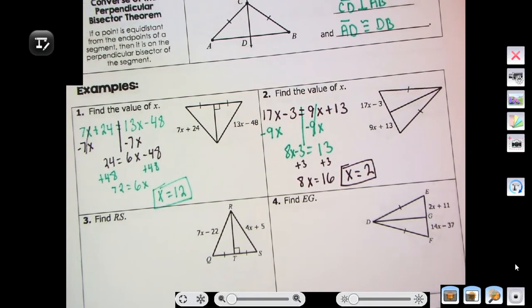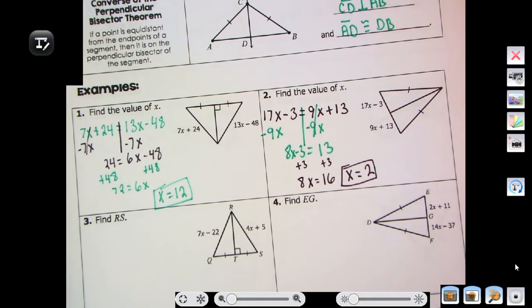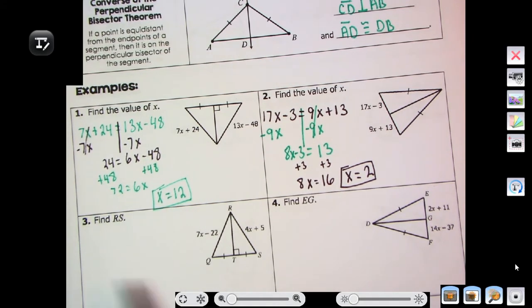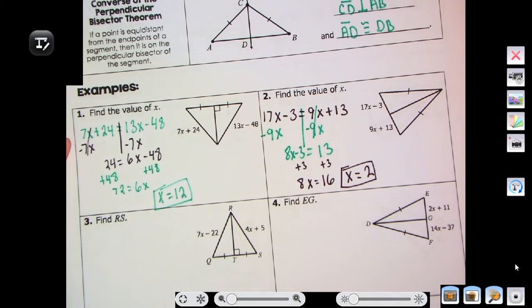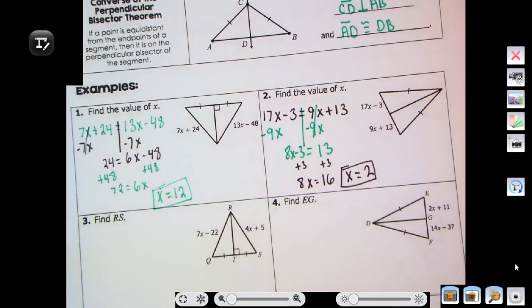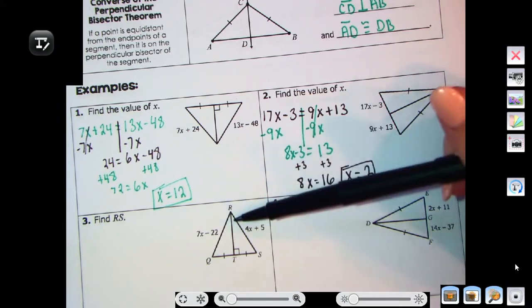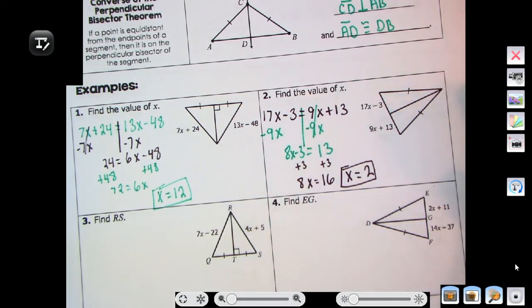And I'm getting x equals 2. Okay, so 1 and 2, we just had to solve for x. Now, if we look at 3 through 6, we're actually going to be finding a side length. So, for example, number 3 says to find RS. So I actually want to know the exact value of this side length here.